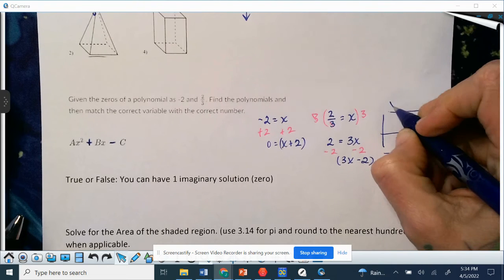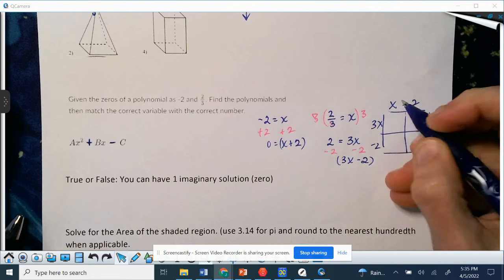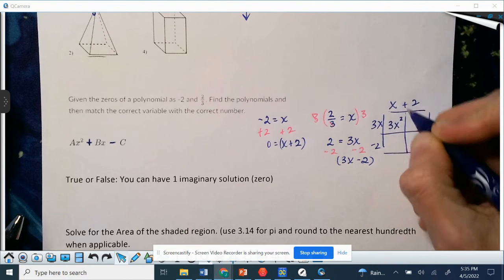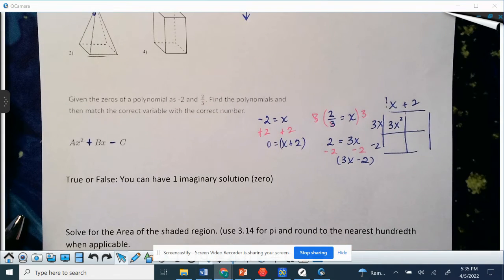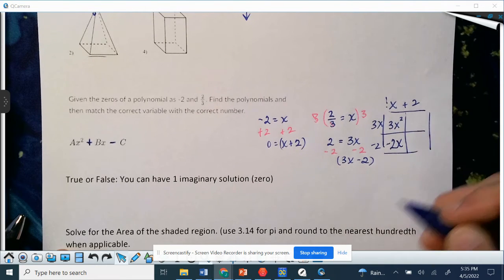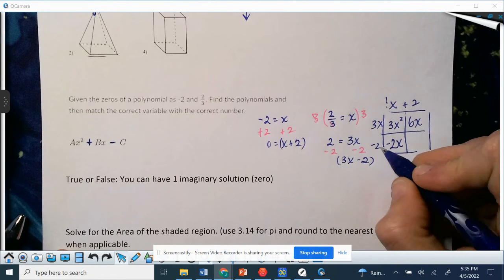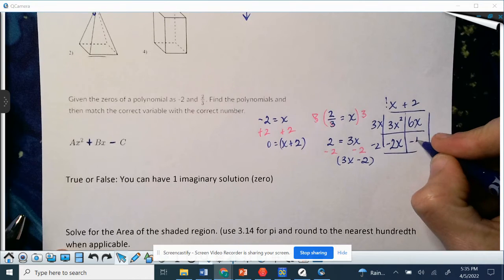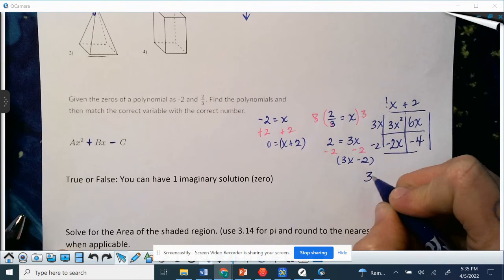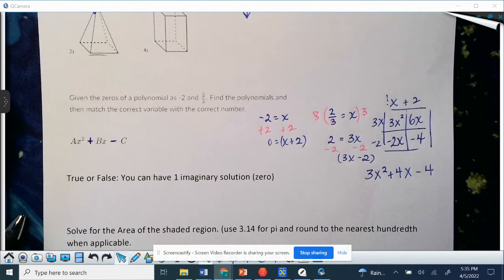And you can use box method, or you could use FOIL, whatever works best for you. So 3x times x gives me 3x squared, because remember there's like an imaginary 1 right here. And sometimes it's helpful to write that, not that you don't know, but just to keep you straight. So that's a -2 times 1, which is going to be -2, and then your x carries down. 3 times 2 is 6, and I have an x, so that's a plain x there. And -2 times a +2 is going to be a -4. So that's going to be 3x squared plus 4x minus 4. That is the polynomial with a 0 of -2 and a 0 of 2/3.